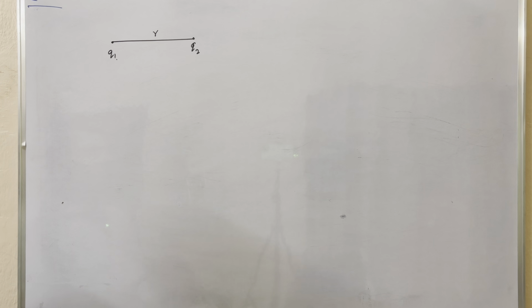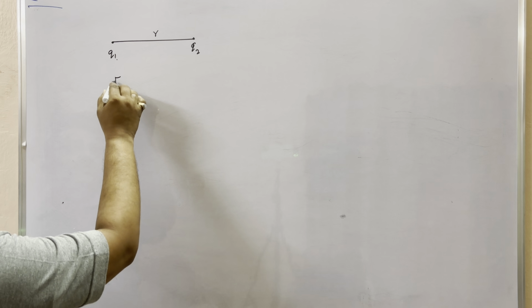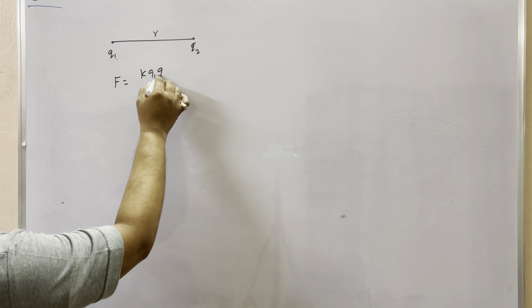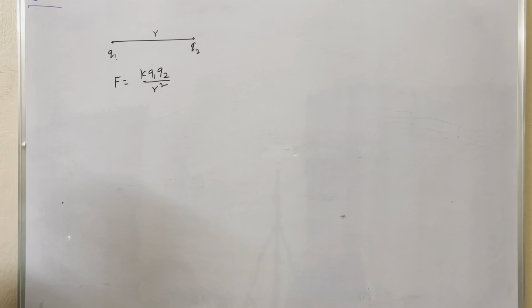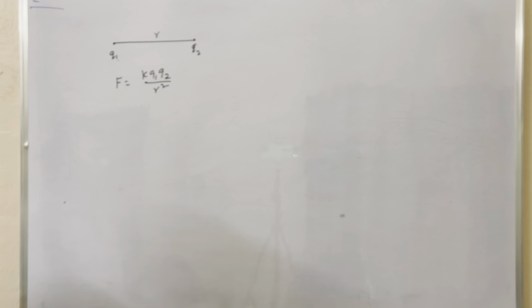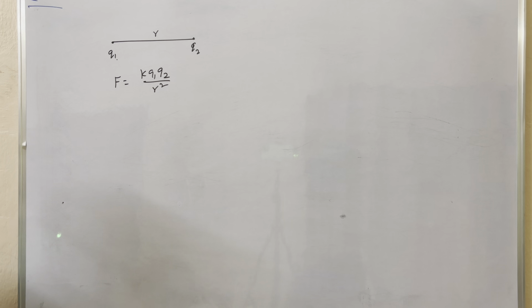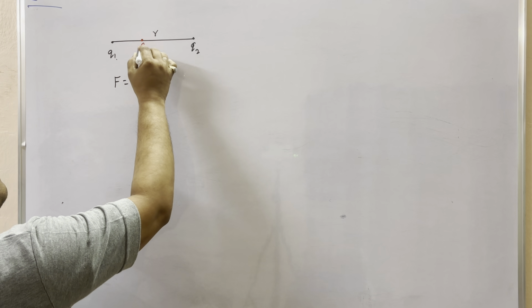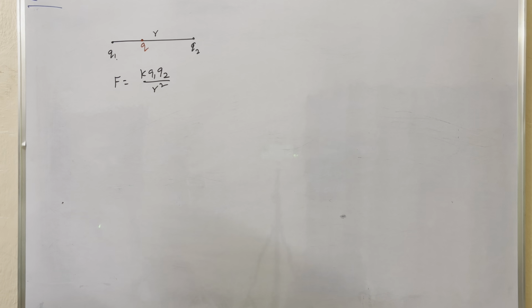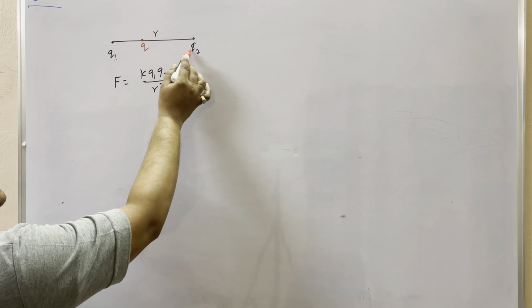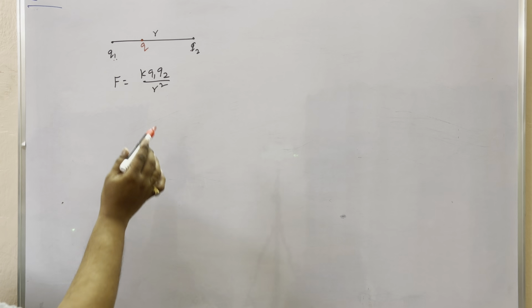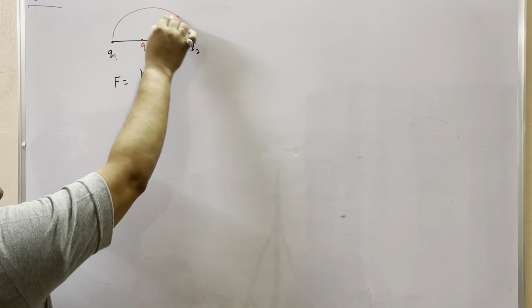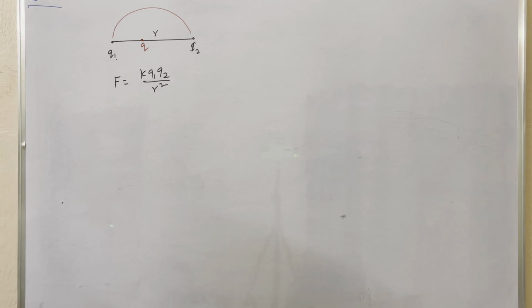If two charges are separated by distance small r, then the Coulomb force or electric force between these two is K Q1 Q2 by R square. This is the Coulomb force. Now they will give a question: we are placing a third charge Q3 or Q in between Q1 and Q2. Then what is the new force between Q1 and Q2? They will ask.